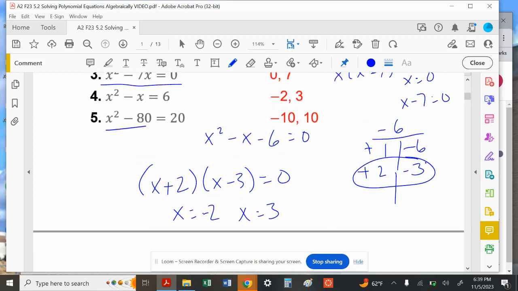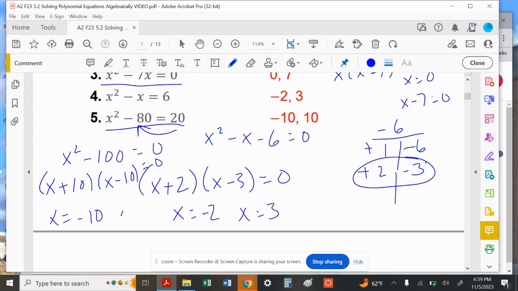And then this one's a little different. So this one, we can do it this way. This is something you should recognize. I'm going to move the 20 over to the other side by subtracting it. Now you notice we have a difference of squares. I'm then going to factor that to x plus 10 times x minus 10. That's a special factor, that's just a memorized one. And so x equals negative 10 and x equals positive 10. So that's how we go through and we solve those types of problems.